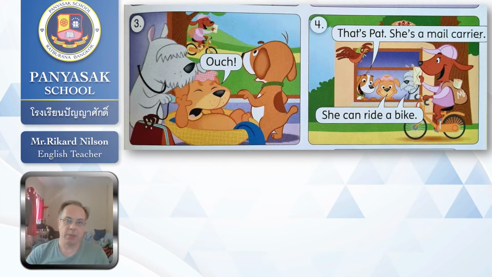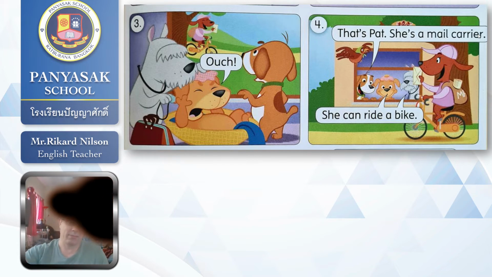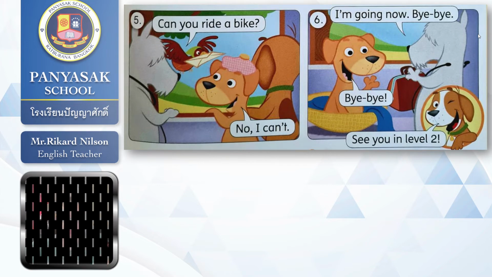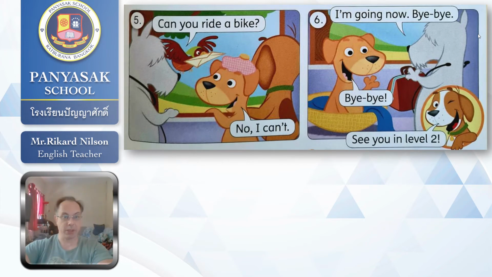Number three, repeat after me. Ouch! Number four, repeat after me. That's Pat. She's a mail carrier. She can ride a bike. Look at picture number five. Repeat after me. Can you ride a bike? No, I can't. I'm going now. Bye-bye. Bye-bye. See you in level two.